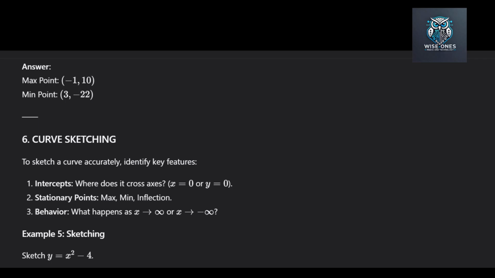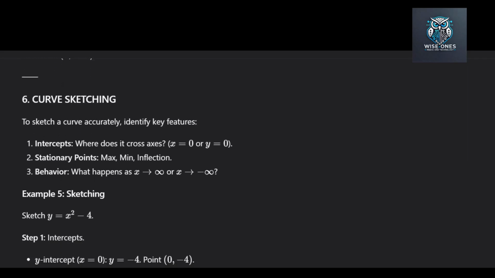Answer. Maximum point at open bracket negative 1 comma 10, close bracket. Minimum point at open bracket 3 comma negative 22, close bracket. Please write that down. Always find the y value and always test the second derivative.